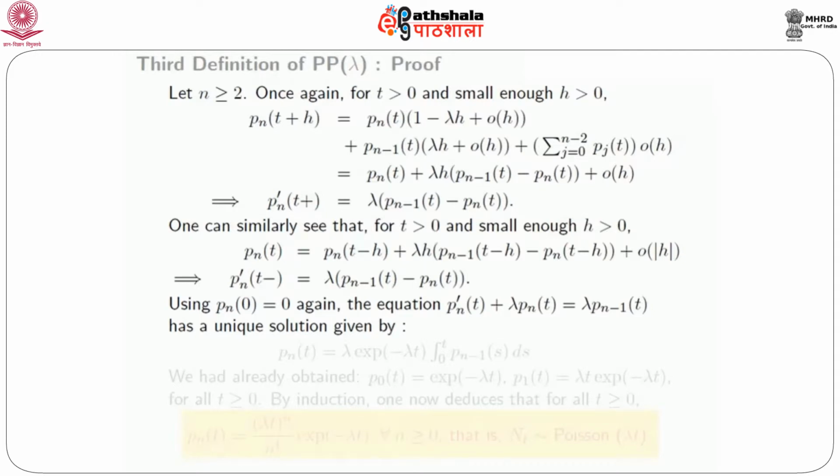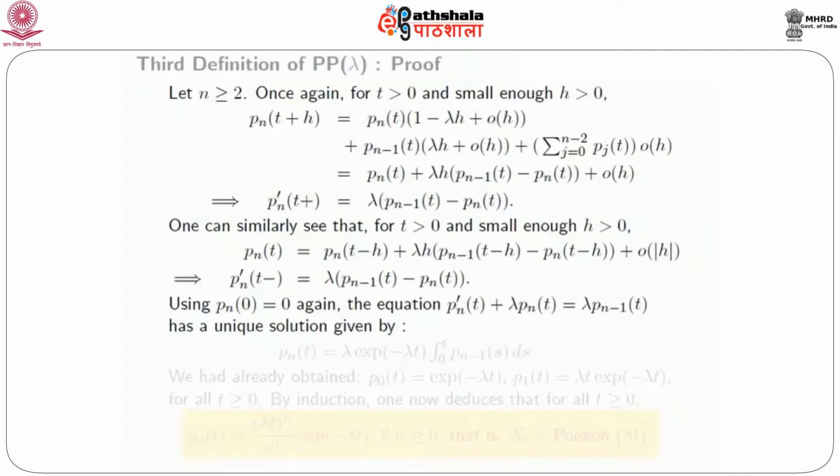So now again use the fact that N(0) is 0. P0(0) was 1, but for n greater than or equal to 1, Pn(0) is 0, because the probability that N(0) is positive is 0. So once again using that, you look at this differential equation, and it turns out that it has a unique solution given by Pn(t) equals lambda times exponential of minus lambda t times the integral from 0 to t of Pn-1(s) ds.